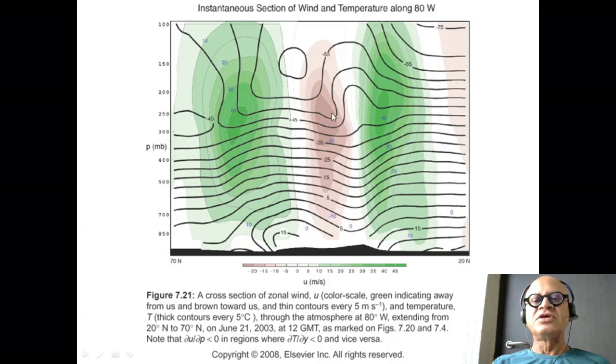So you can see depending on the sign of the temperature gradient, you get u that is varying from the surface to the upper atmosphere, and the relation really is dT/dy to du/dp, right? The pressure coordinate that we have here. So we are looking at geostrophic shear and dT/dy, the temperature gradient.